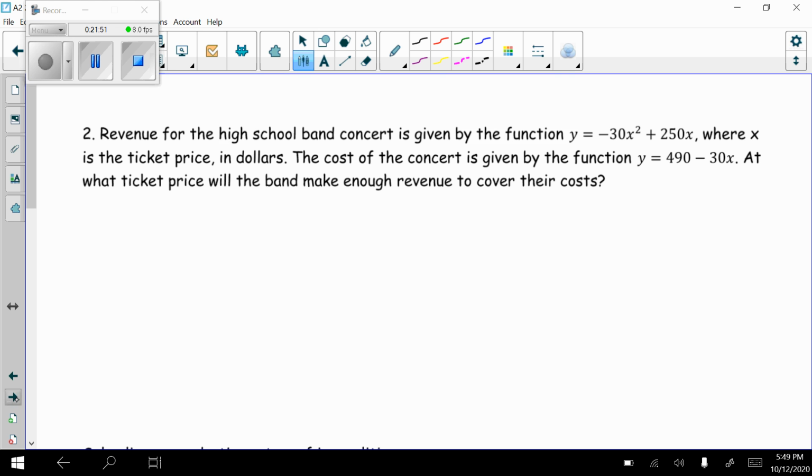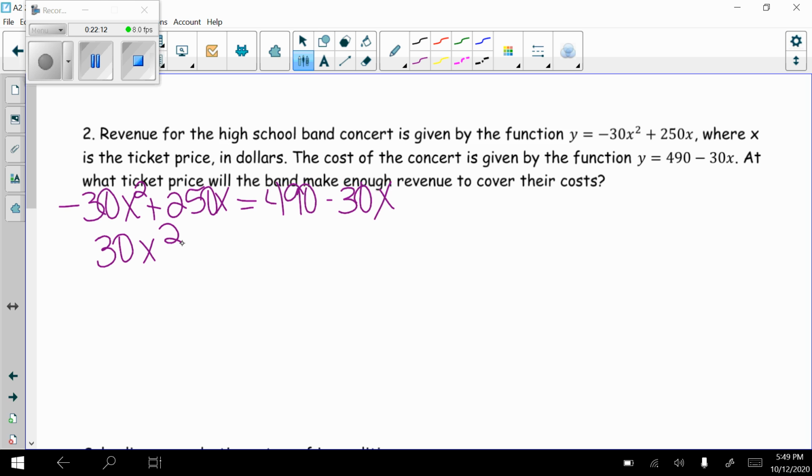So set them equal to each other. Negative 30x squared plus 250x, when will that equal 490 minus 30x? Again, I want to get everything on the same side. I want my 30x squared to be positive, so I'm going to move it to the other side. So when I do that, I get 30x squared, negative 250x minus the 30x we already had over there gets us negative 280x plus 490 equals 0.